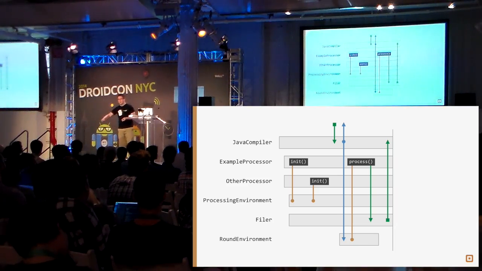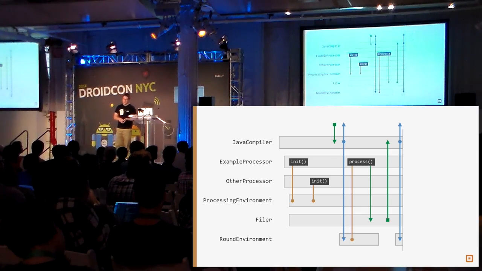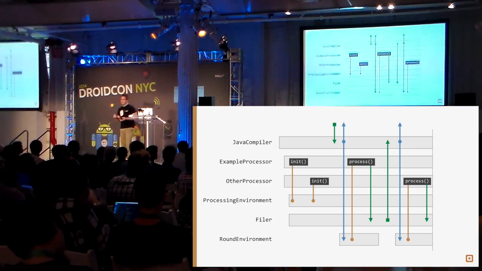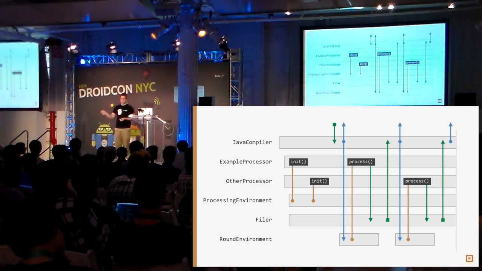And then, like the additional round showed on the previous slide, we go through the same thing in order to trigger the second round, in which the other processor is going to generate code. And then finally, we put that into JavaC, and it emits its class files, and that's it.